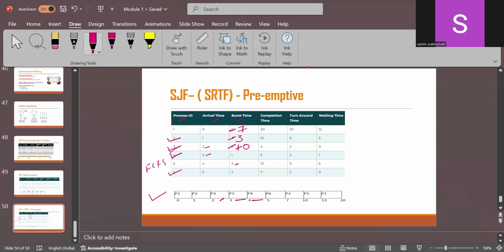So if you see here, P4 is there, okay? P4 has completed its execution, so the remaining execution time is 0. That means P4 completes its execution. So which are the processes in the ready queue now? It is P1, P2, P5, and P6. Who has the least remaining time?